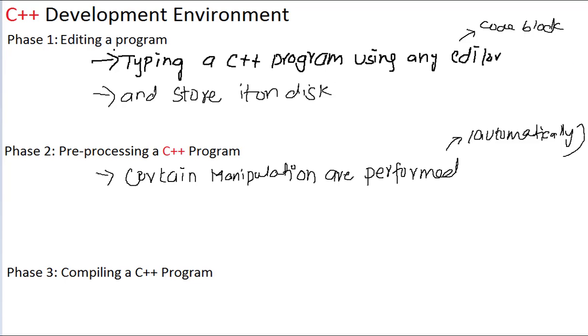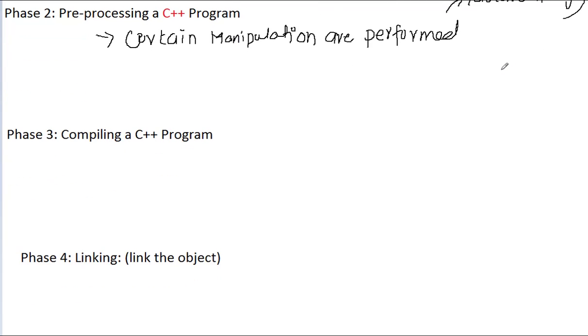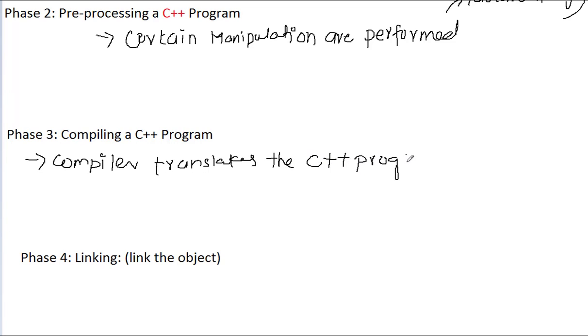Now the third thing is compiling a C++ program. What does that mean? The compiler translates the C++ program into machine language, right? Into machine language.